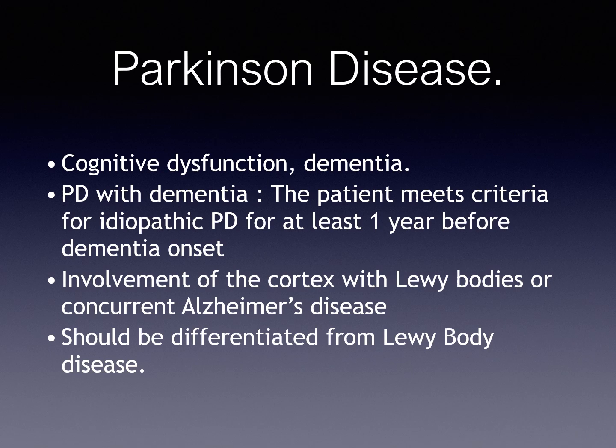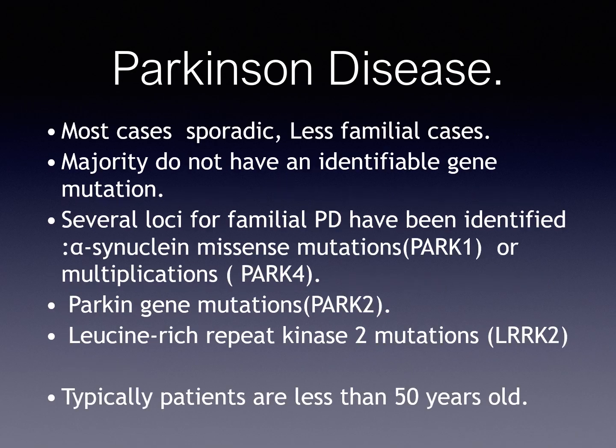Now, the dementia that happens in Parkinson's disease is due to involvement of the cortex with Lewy bodies or due to concurrent Alzheimer pathology in the brain. Now, most of the cases of Parkinson's disease are idiopathic. There is no familial cause. However, a minority are due to an identifiable gene mutation.